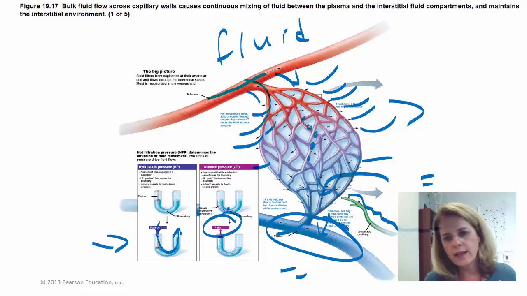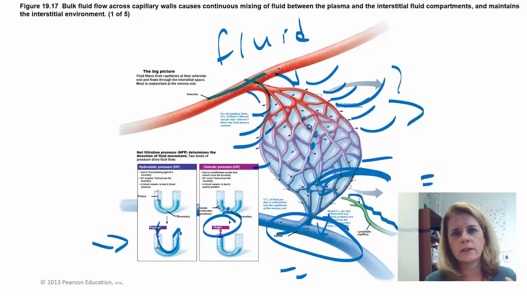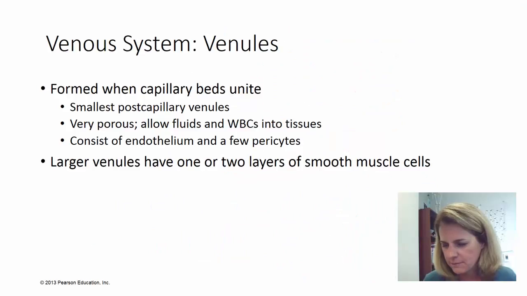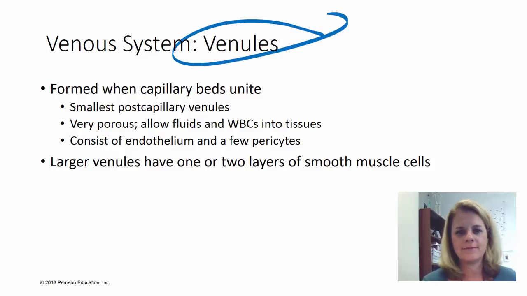It also, as things are being pushed out, that's taking things out into this interstitial fluid to provide nutrients to the cells in the body. And then their waste products, they're going to be drawn back in as the osmotic pressure is drawing that in, it's pulling things with it. Whew. All right, so venules.